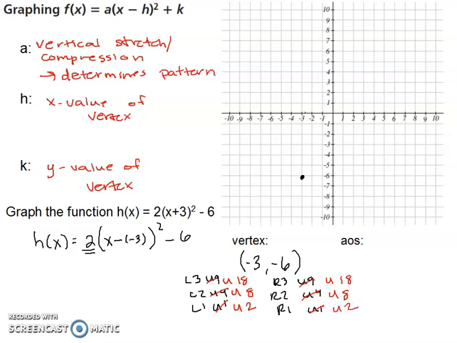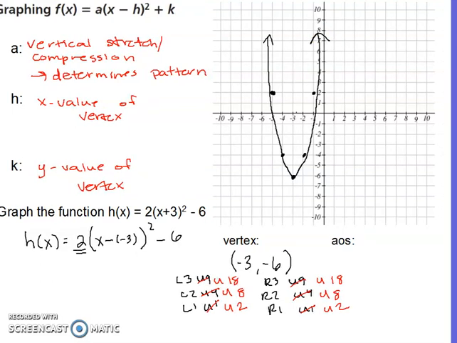So then left 3 up 18 is going to be off my graph, but left 2 up 8 will be here. From my vertex, left 1 up 2 is here. And we are symmetrical, so the same on the right-hand side. Graphing my parabola, it's going to look something like this. And lastly, my axis of symmetry is going to be the vertical line going directly down the middle of my graph.